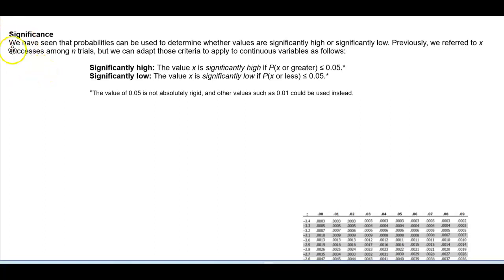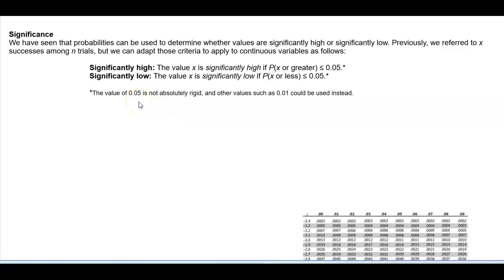Significance. We have seen that probabilities can be used to determine whether values are significantly high or significantly low. Previously, we referred to X successes among N trials, but we can adapt those criteria to apply to continuous variables as follows. Significantly high: the value X is significantly high if the probability of X or greater is less than or equal to 0.05. Significantly low: the value X is significantly low if P of X or less is less than or equal to 0.05.